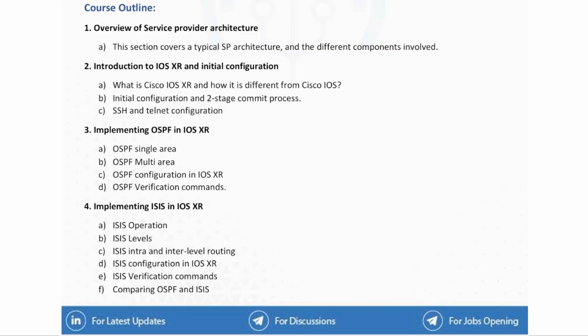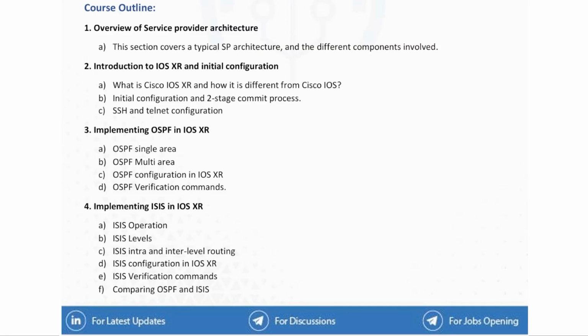In the fourth section, we will see how ISIS is implemented in IOS XR. So anyone who is new to the service provider domain finds ISIS intimidating. So the purpose of this section is to remove that intimidation factor and make ISIS easy to understand.